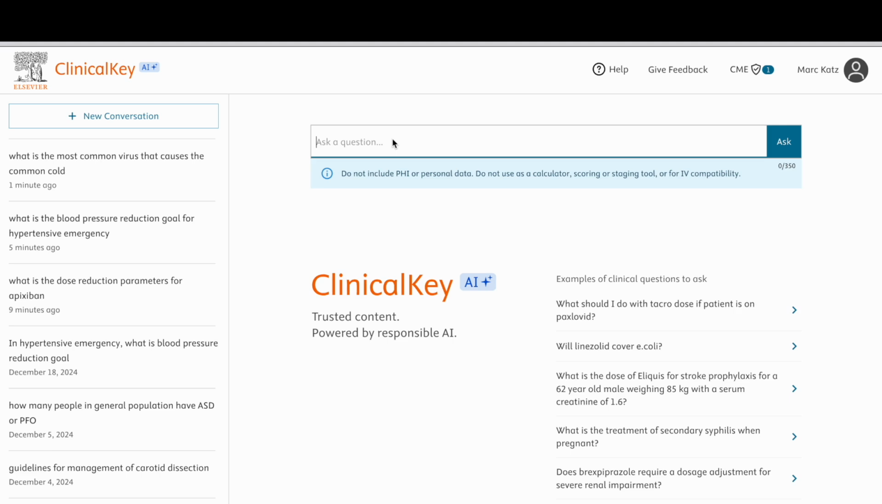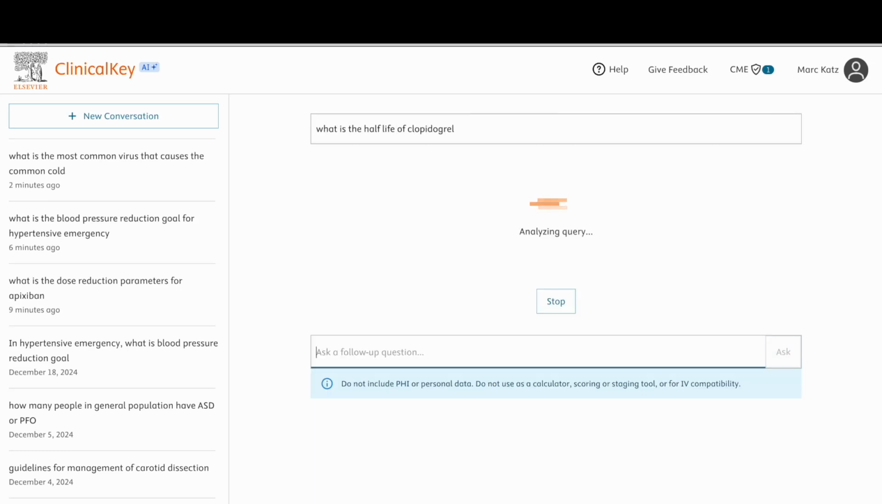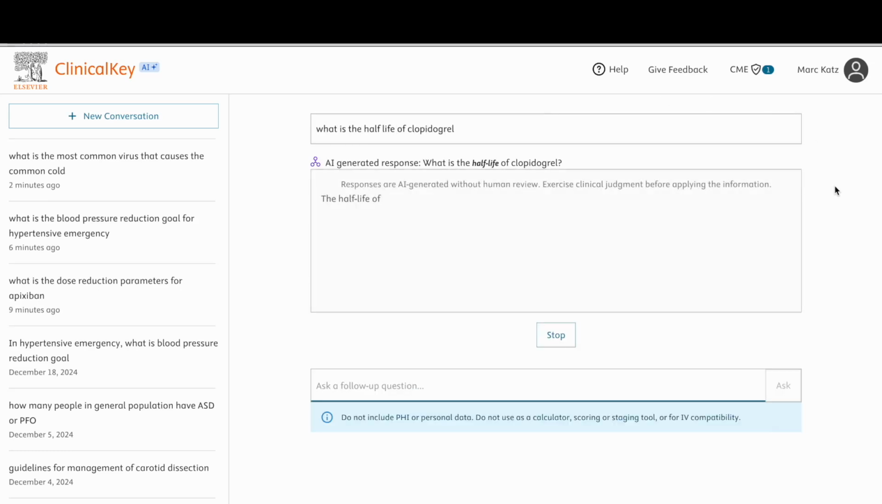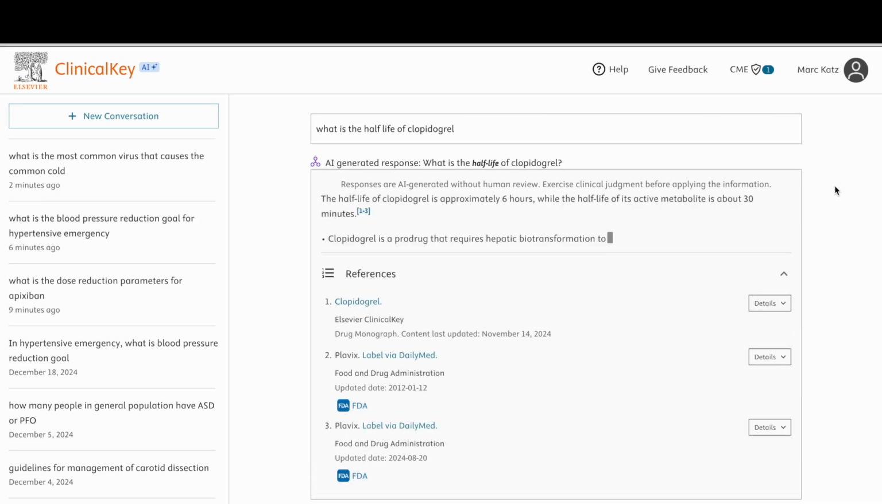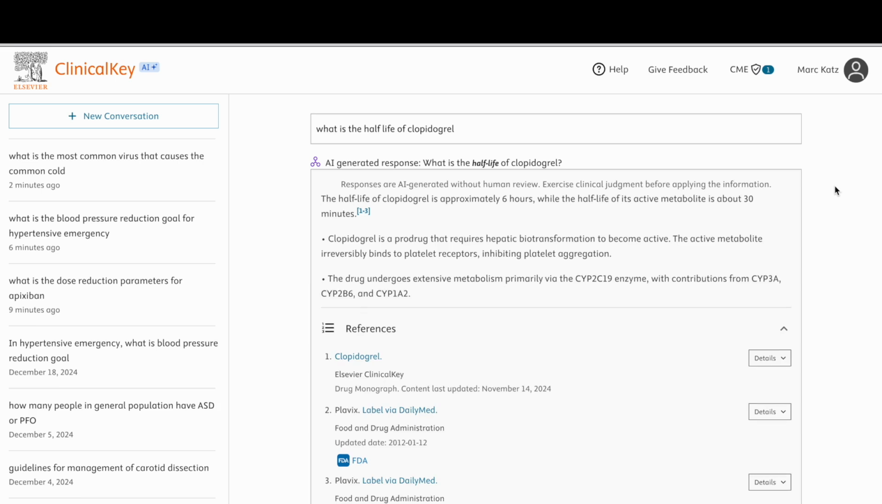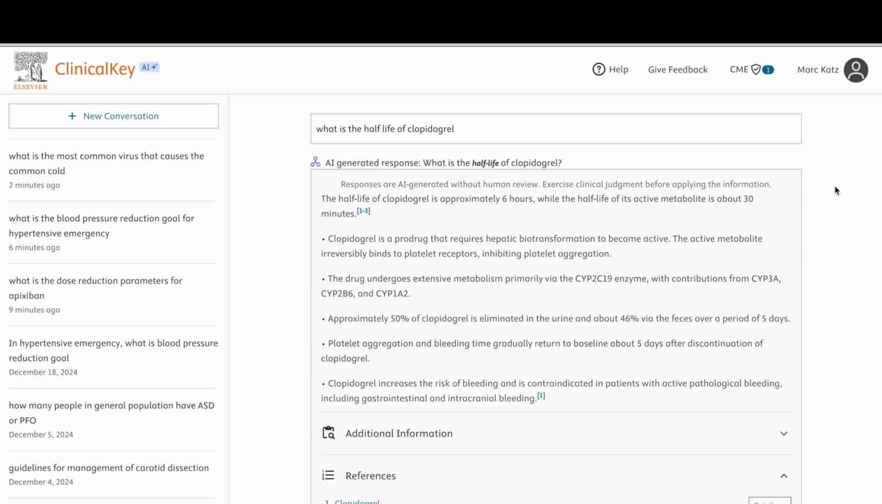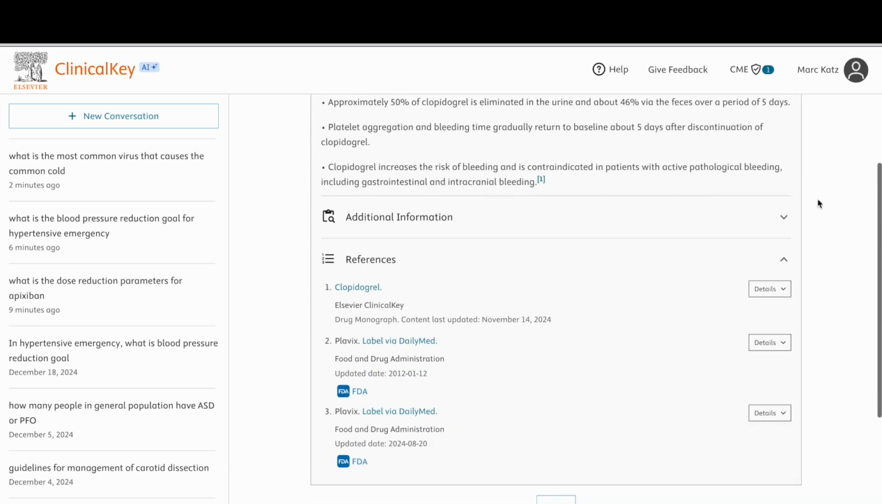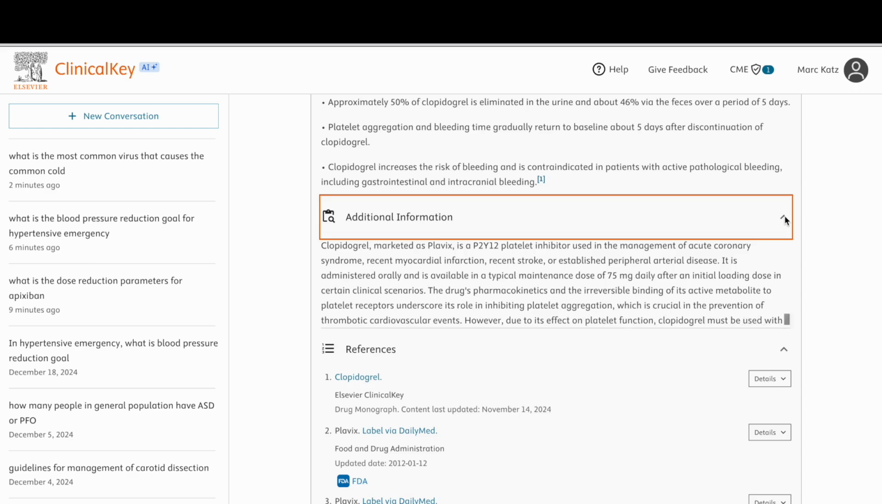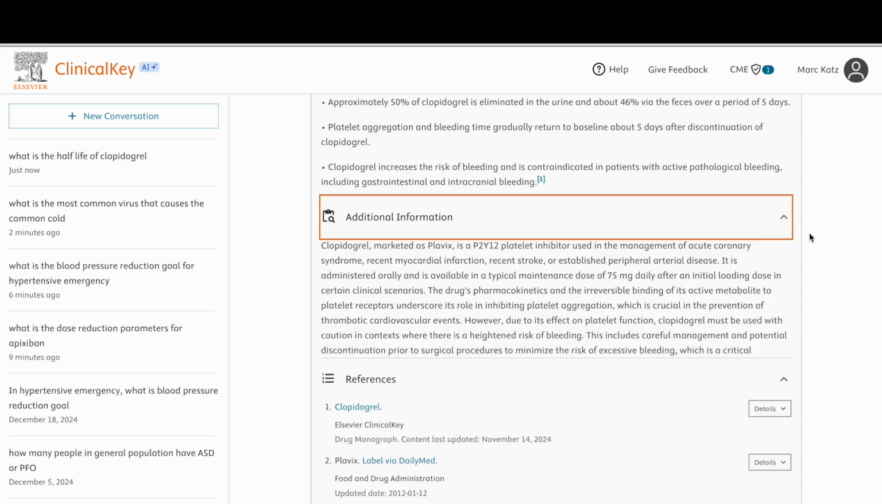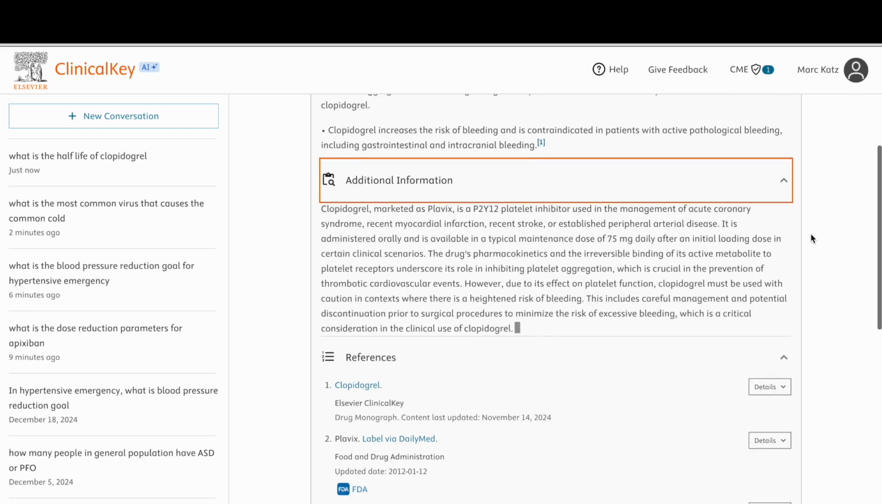So let's take a look at ClinicalKey AI and see how it works. You open it up and basically type in a question. For instance, what the half-life of clopidogrel is. And what I appreciate about it is that it gives you the information in a well-organized manner with resources for you to look at and a little bit of additional information if you want it. So it's not going to replace your clinical judgment and interpretation of that information, but it's a great resource to rapidly grab high-quality information from trusted resources.